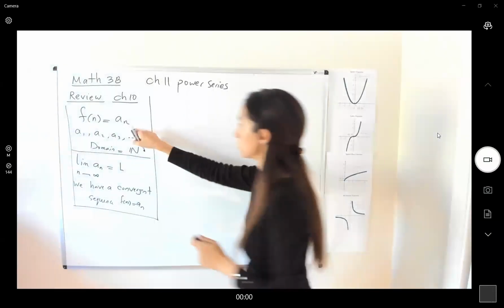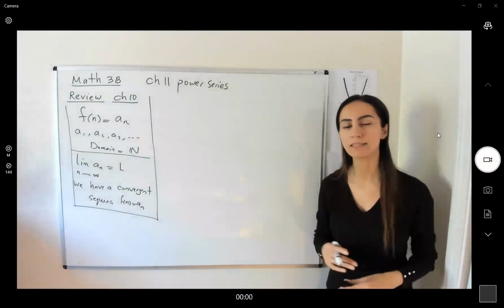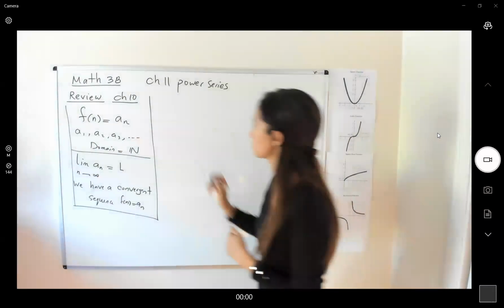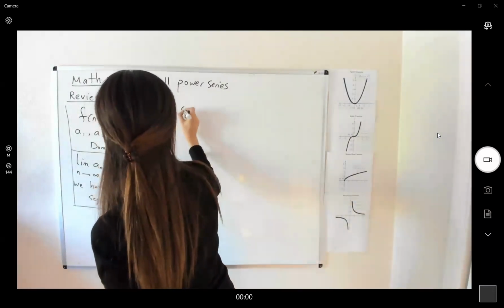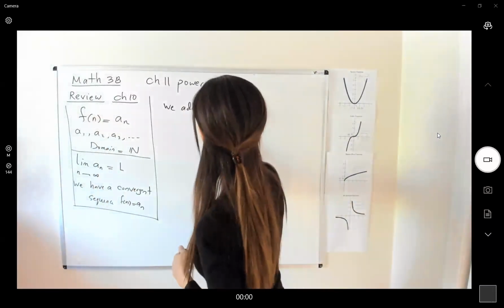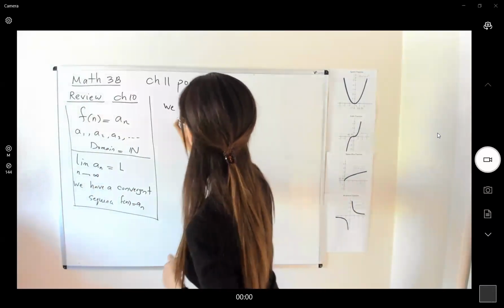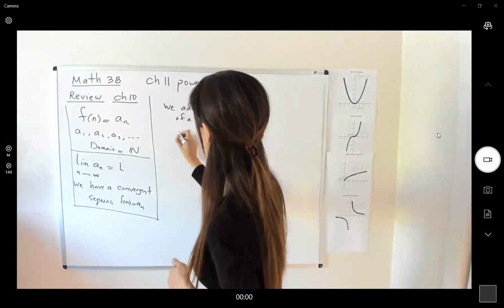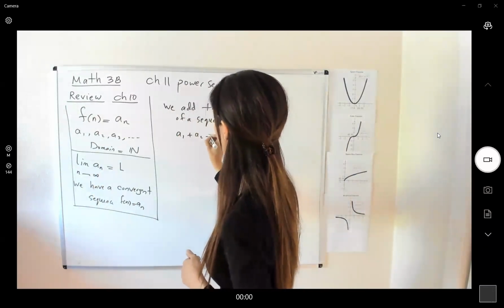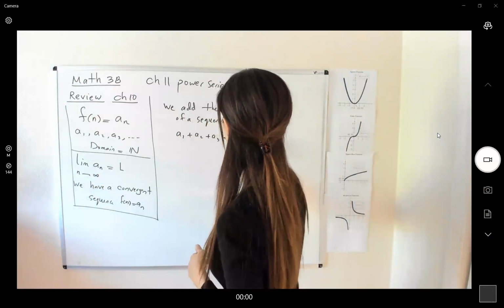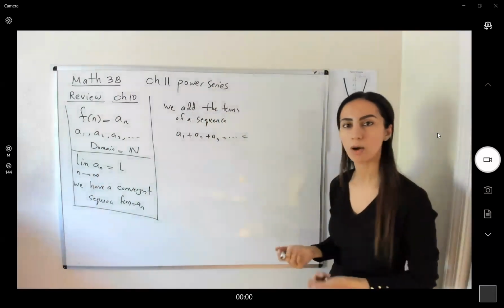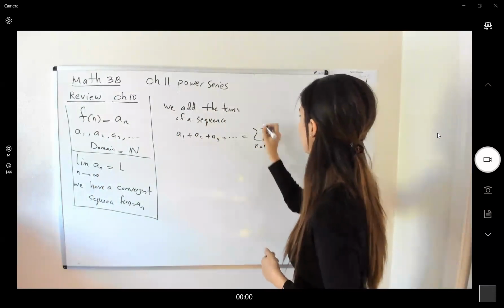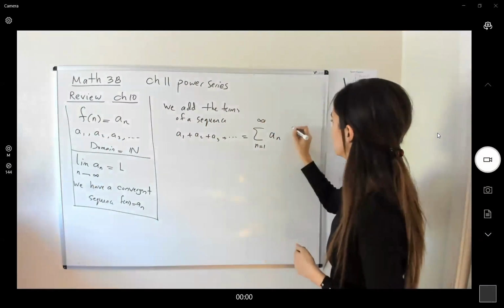Then we started taking the terms of a sequence and we formed something new, a new object that we call a series. We add the terms of a sequence like this: a sub 1 plus a sub 2 plus a sub 3 plus the rest of them, and we form a new object, a series. The sum of a sub n, n starts from 1 and goes to infinity.